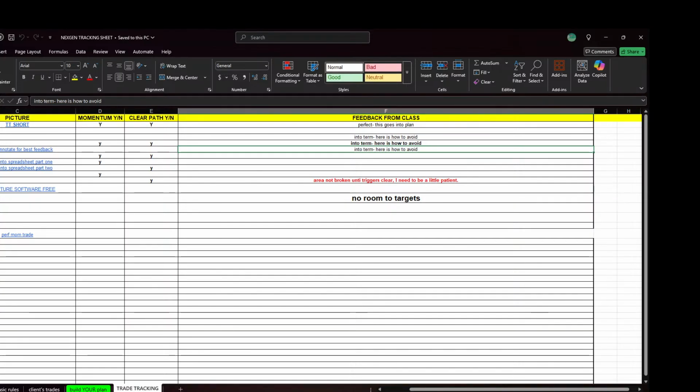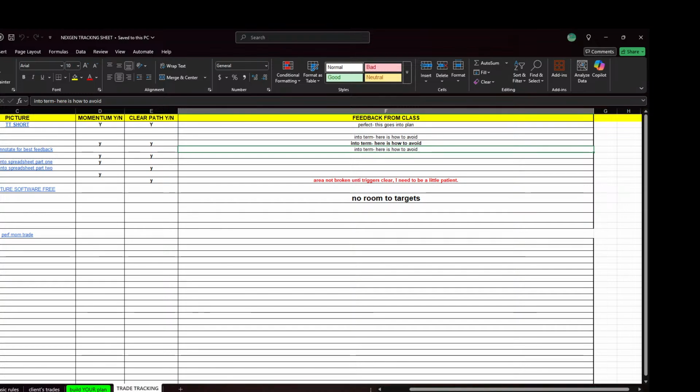So there is, under the picture section, how to annotate for the best feedback, how to post it in the spreadsheet. There's a little reminder there, momentum and clear path. Were those present? You're going to find that you're going to see a lot more winners when you can mark yes to those than if you're putting no.